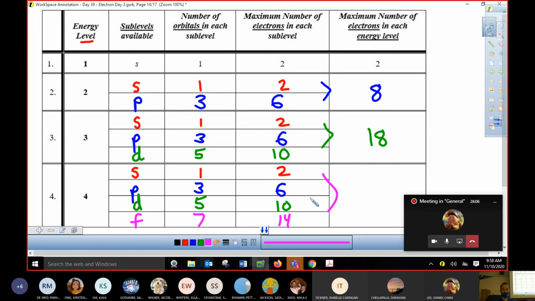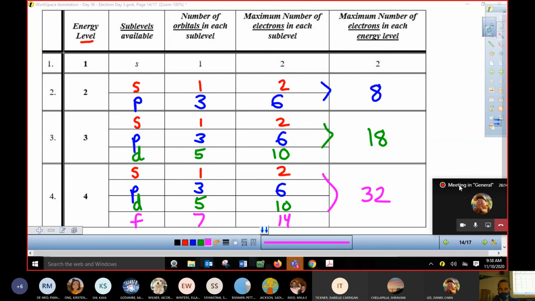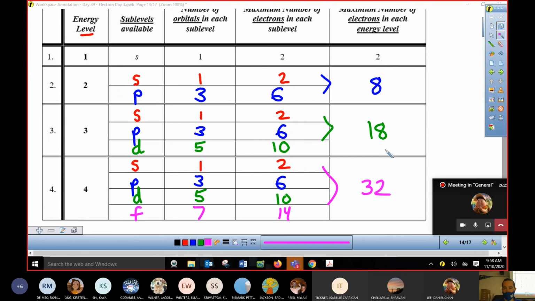If we add together the totals for the fourth energy level, 2 plus 6 plus 10 plus 14 is 32. So there's room for up to 32 electrons in the fourth energy level, and that is it. Those are the magic numbers: 2 can go in the first, 8 in the second, 18 in the third, and up to 32 in the fourth. You're thinking, all right, that's not too bad.